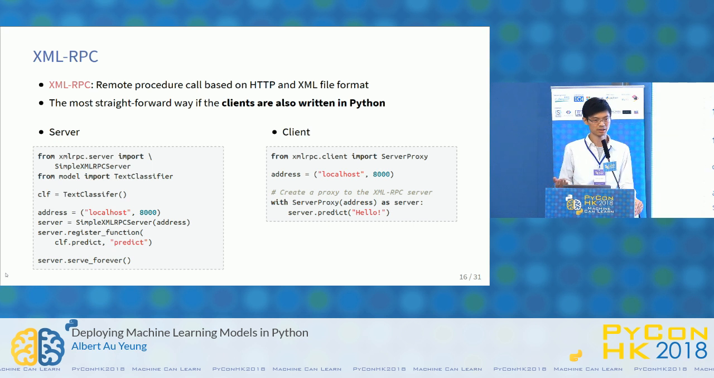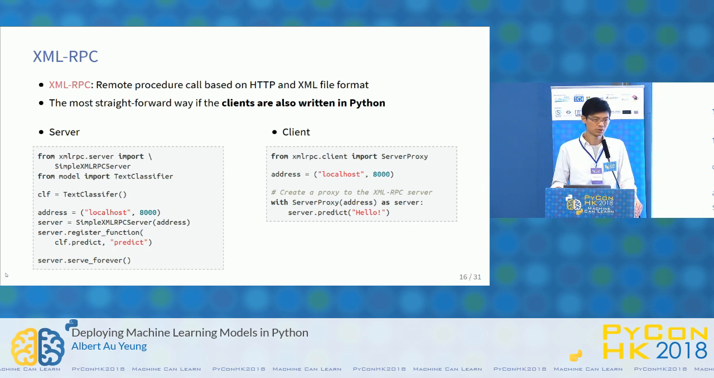Then on the client side, if you want to request a prediction from the model, you simply make a connection to the server and call the function, server.predict. Underneath it is HTTP communication, a request and a response, but the beauty of XML-RPC is that you don't need to worry about that. So this would be one of the first options that you can consider when you deploy a simple machine learning model.